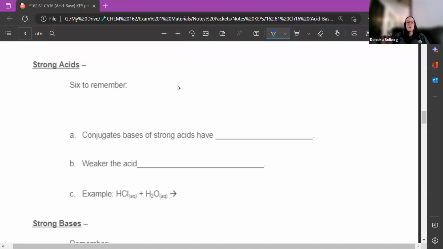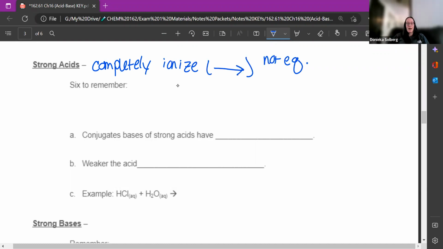Okay, this is just a review of the strong acids and strong bases that you need to know and what makes them strong. We've learned before that they completely dissociate or completely ionize. So I'm going to write completely ionize. This is just a recap. That means that the arrow is going to be a complete forward, not equilibrium. Okay, doesn't go backwards, they completely go to the right.